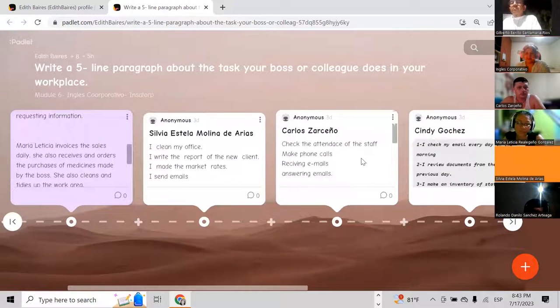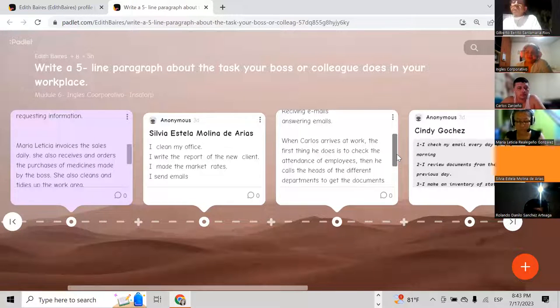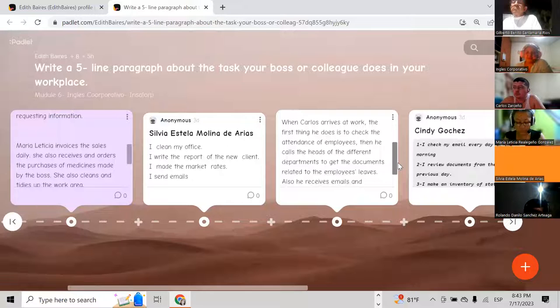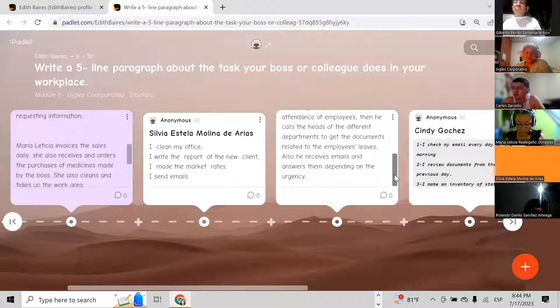Carlos says: check the attendance of the staff, make phone calls, receive emails, answer. When Carlos arrives at work, the first thing he does is to check the attendance of employees. Okay, put a period there. Then a capital letter, then a comma: he calls the heads of the different departments to get a document related to the employees' leaves. Also, he receives emails and answers them depending on the urgency. Okay, good.